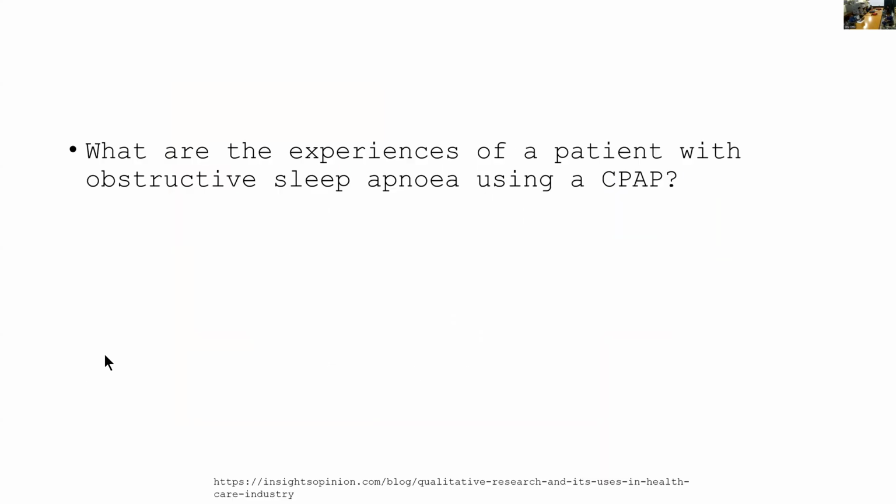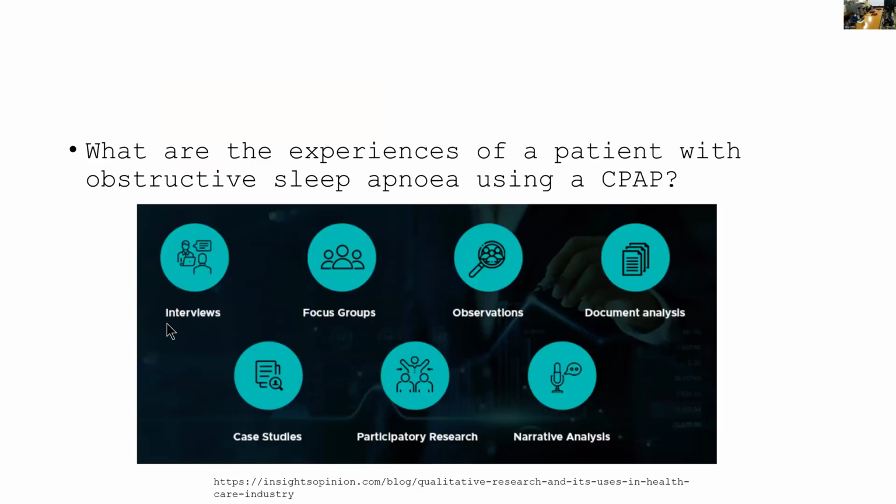Now take a look at this question. What are the experiences of a patient with obstructive sleep apnea using a CPAP? What kind of a question is this? This is actually a qualitative question. We are trying to find out the experiences of a patient. Now, how do you go and find the answer to this? You'll probably conduct interviews with patients suffering from OSA, or conduct focus group discussions, or maybe observations from the wards. We can look at case studies or narrative analysis.